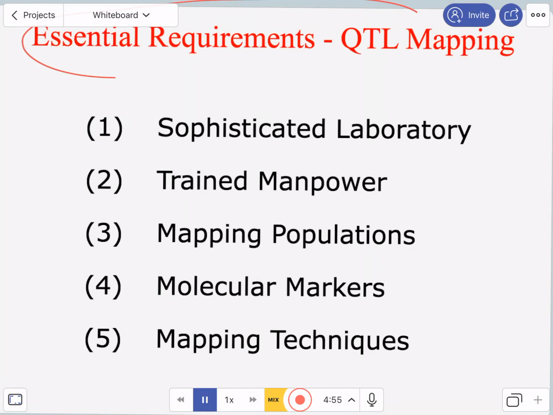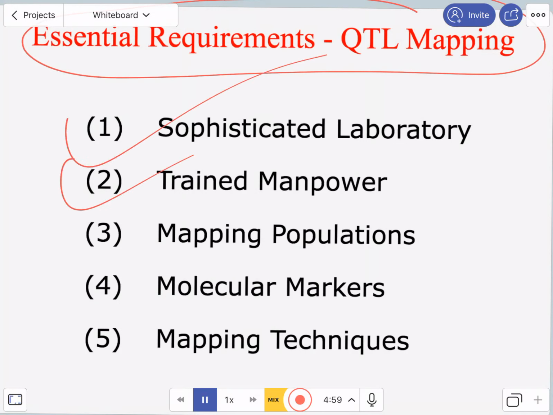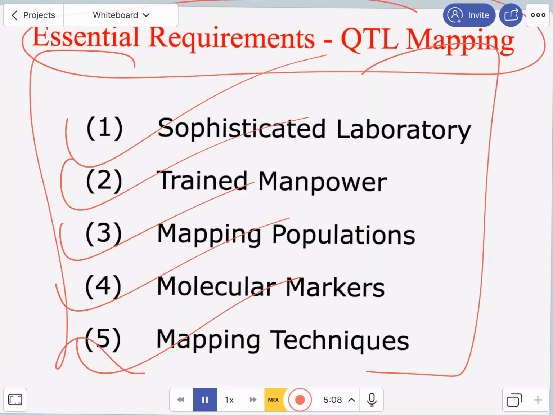Now, what are the essential requirements for QTL mapping? First of all, a sophisticated lab. Second is trained manpower. Third is a mapping population, molecular markers, and mapping techniques. These are the essential requirements for QTL mapping.